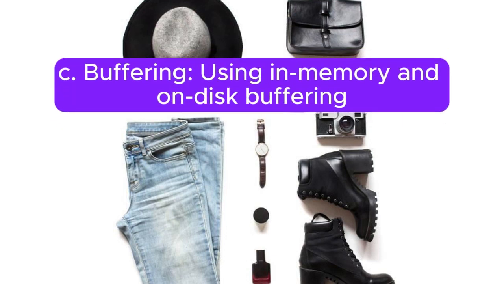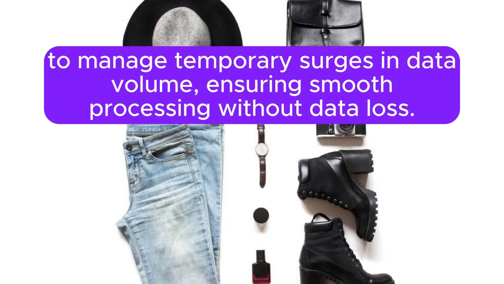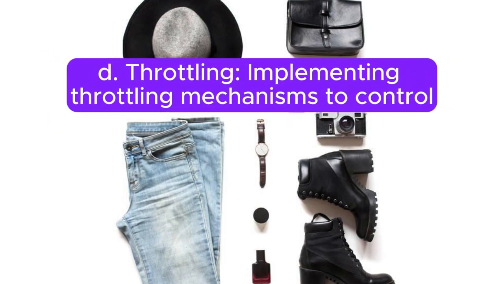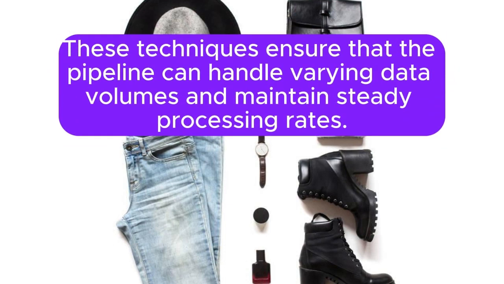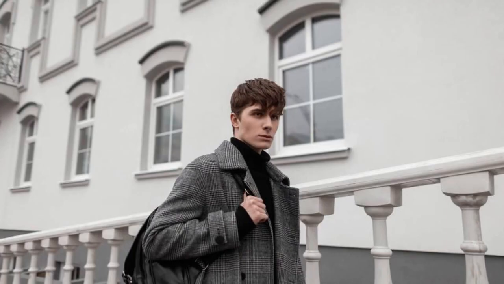C. Buffering, using in-memory and on-disk buffering to manage temporary surges in data volume, ensuring smooth processing without data loss. D. Throttling, implementing throttling mechanisms to control the rate of data ingestion and processing, preventing overload of downstream components. These techniques ensure that the pipeline can handle varying data volumes and maintain steady processing rates.